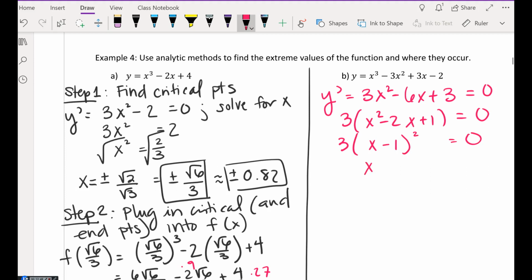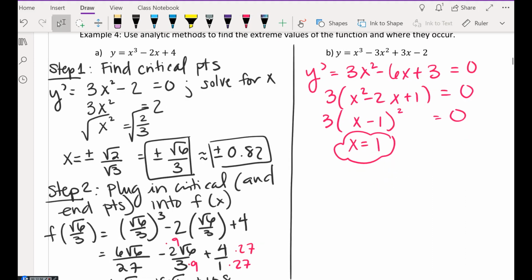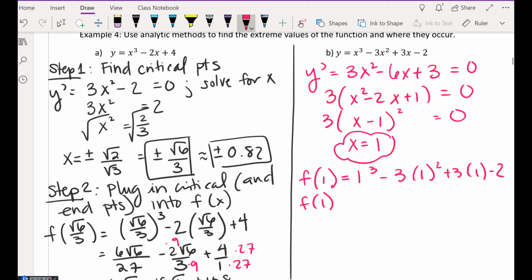Yeah, so there's one critical point, right? Do we have endpoints? No. What do we do with the critical points since I don't have any endpoints? Plug it back into f of x. So f of 1 is 1 to the third minus 3 times 1 squared plus 3 times 1 minus 2. What is f at 1? Negative 1. Okay.